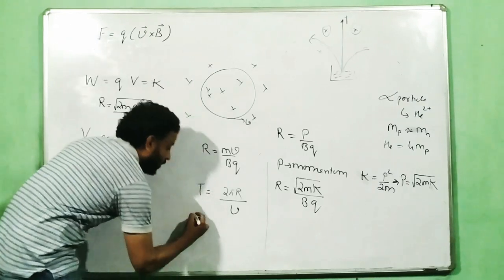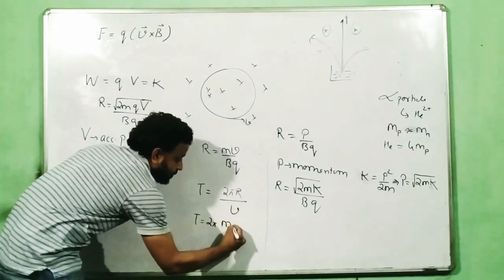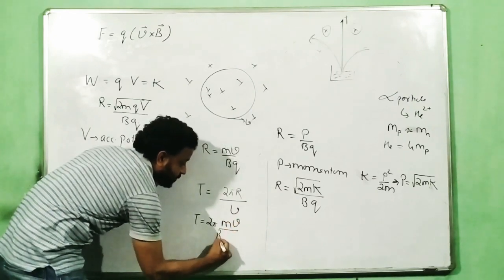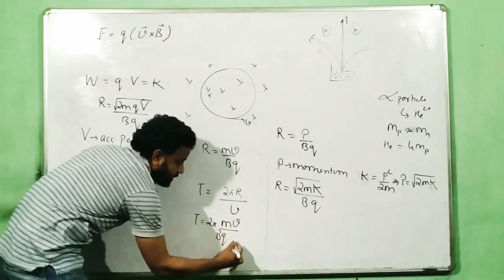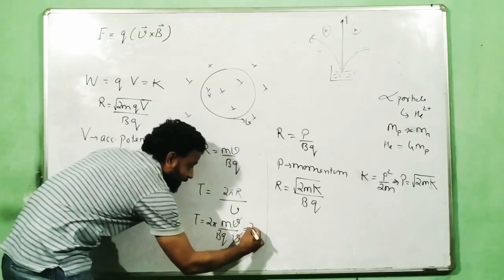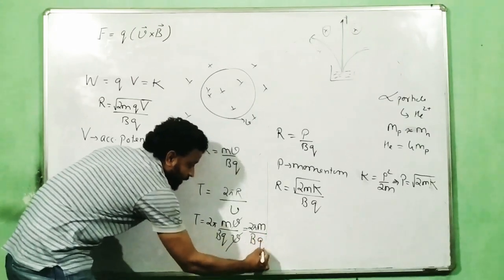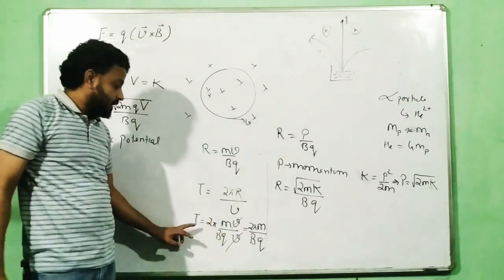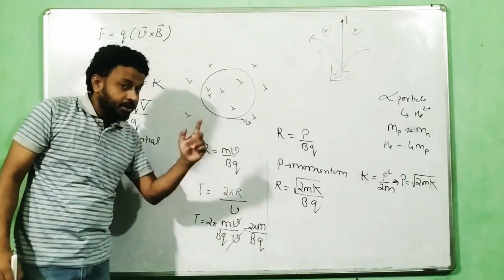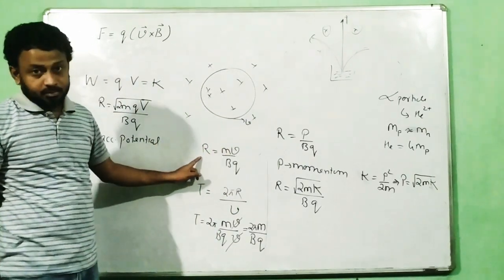Now you put the value of r here: 2 pi times mv by bq, and then divided by velocity. So v gets cancelled, and you get 2 pi m divided by bq. And this is very interesting now. The time period of rotation is independent of velocity, but the velocity decides the radius.